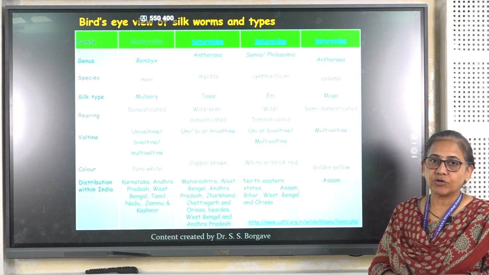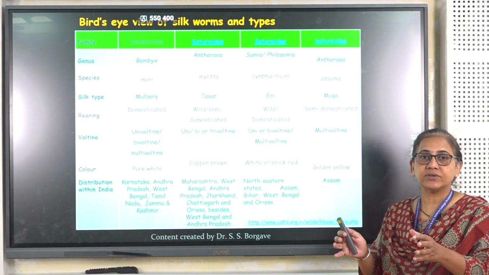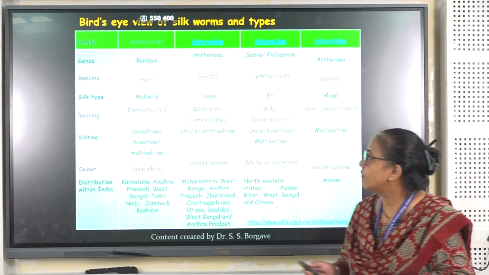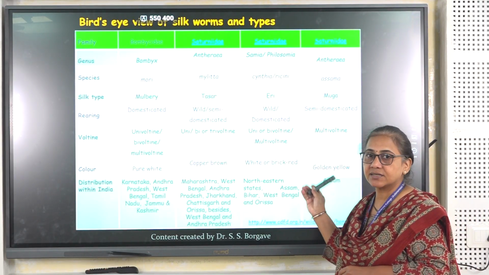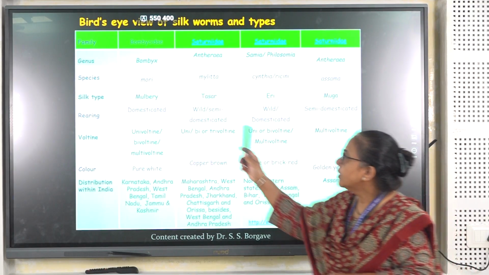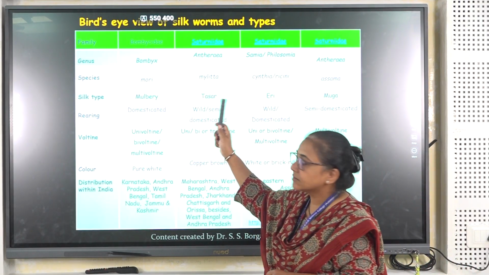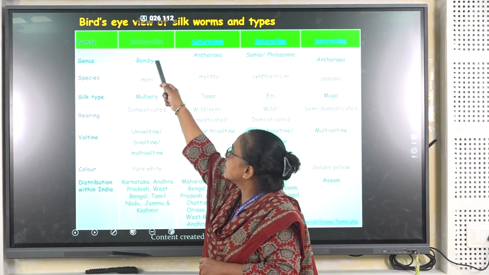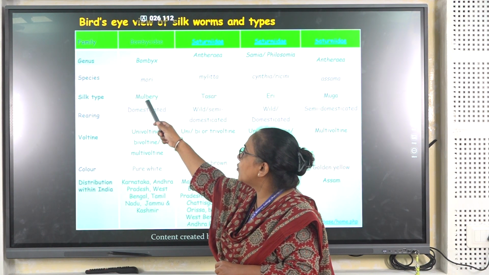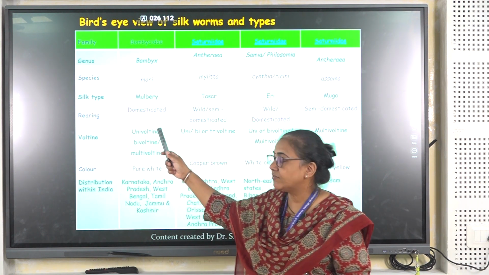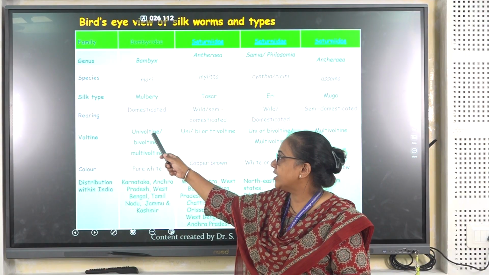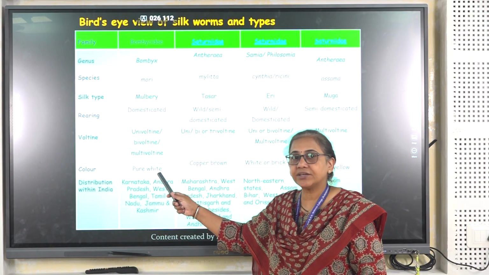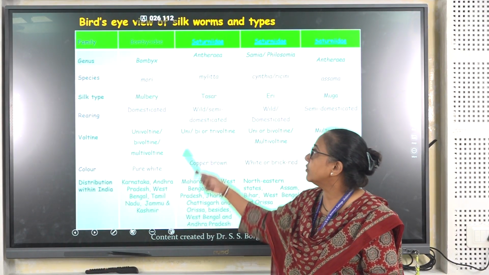So whatever we have learnt, or whatever we have talked about, is given in a tabular form over here. These are the main 4 types of silk which are produced in India. Bombyx, the main 95% of the silk is produced of this mulberry type. So this is the family, the genus is Bombyx, the species is mori, the type is mulberry. It is a domesticated variety. We have varieties which are univoltine, bivoltine and multivoltine of Bombyx mori. The thread color is pure white, and this is the distribution within India.